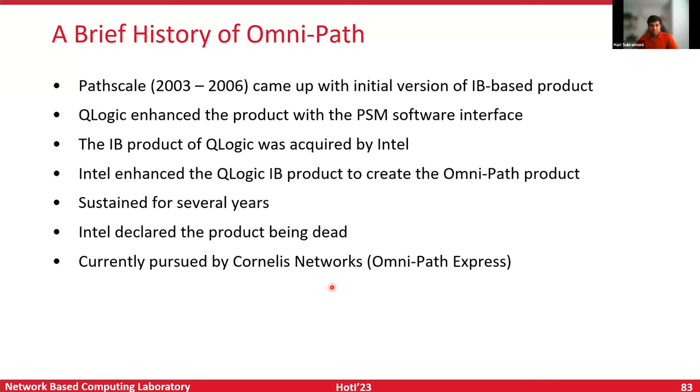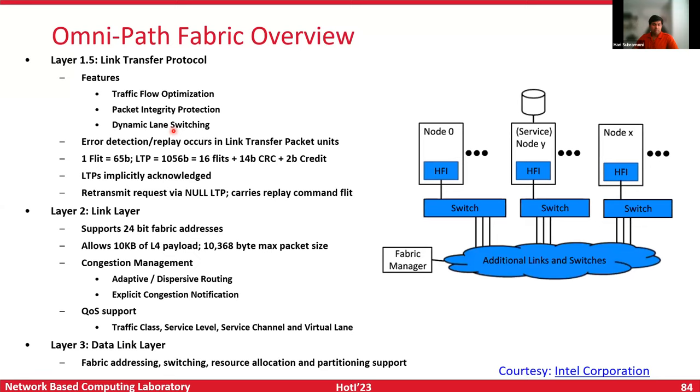This is currently being pursued by Cornelis Networks, and the product is called Omnipath Express, and we are working with Cornelis Networks to provide support in our MVAPICH MPI library for this. One of the interesting features of the Omnipath fabric is the presence of layer 1.5 with support for features like traffic flow optimizations, packet integrity protection, dynamic lane switching, and so on and so forth.